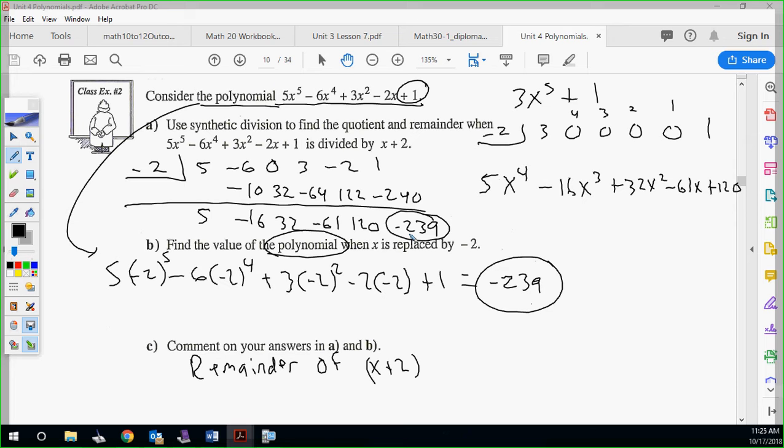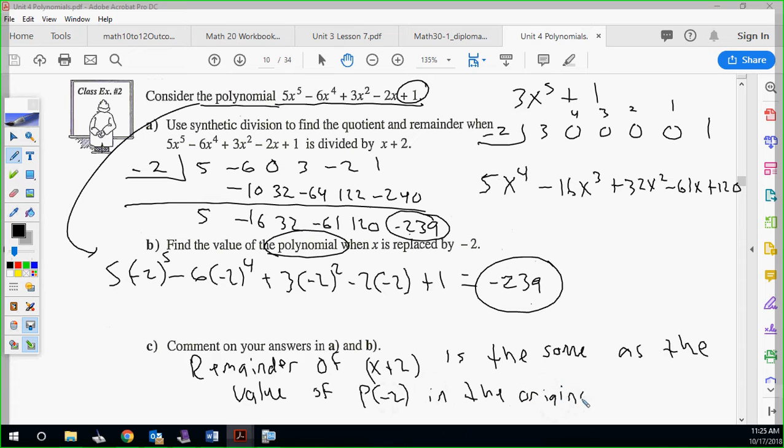So, the remainder of x plus 2, let's finish writing this, is the same as the value we plugged in. Okay, so the remainder of x plus 2 is the same as the value of p of -2 in the original equation. Negative 239 is matched. Okay.